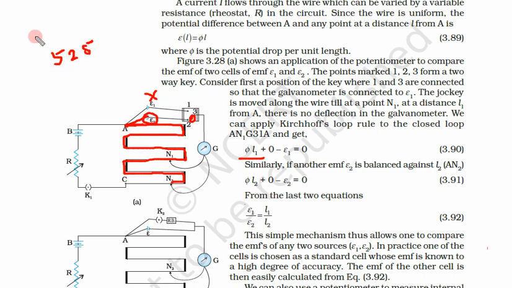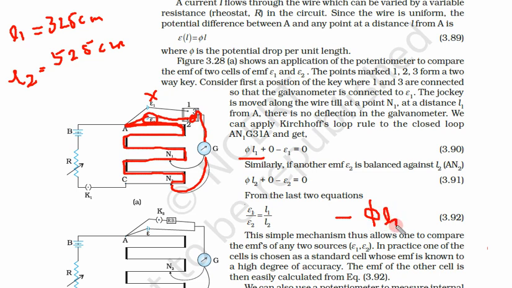Previously L1 was 325, L2 is 525 centimeter. Okay, so now this is the loop, from 3 to 2, then in this cell. So what is the potential drop? Minus phi L2, and again from negative to positive plus epsilon 2, that must be equal to 0. So what do we get? Epsilon 2 is equal to phi L2.